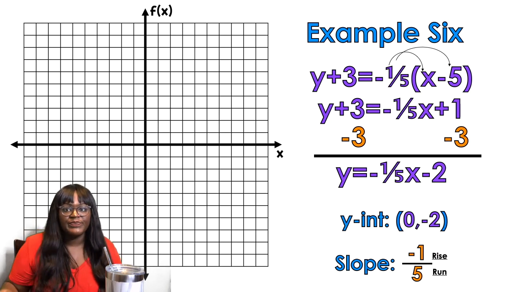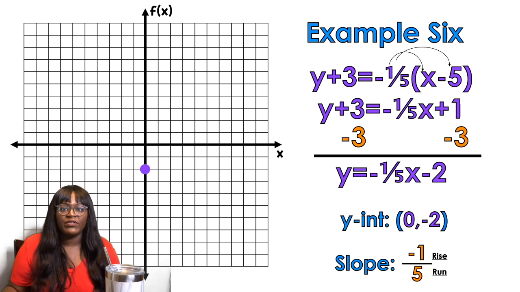First, put the point. So put 0, negative 2 on the graph. Next thing that you're going to do is your rise over your run, right? And so that means rise down 1 and then run over 5. And once you do that, guess what? You can graph a line. That's it, baby! That's it. That's the whole lesson.